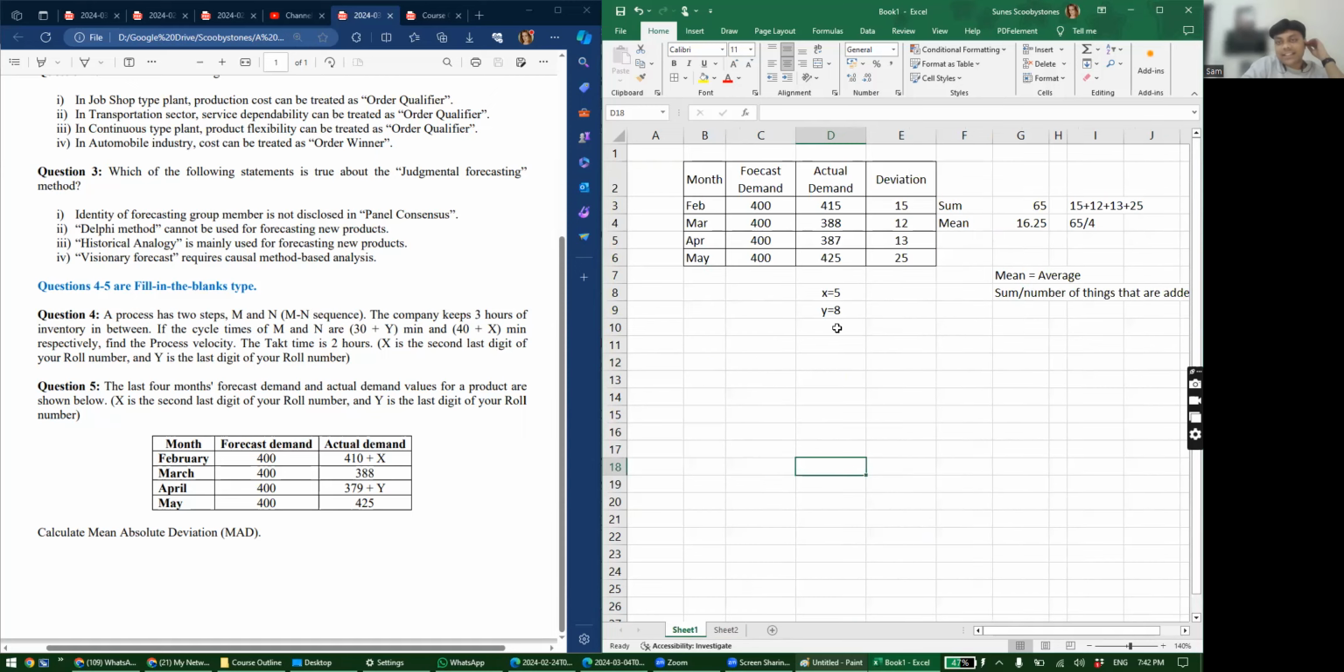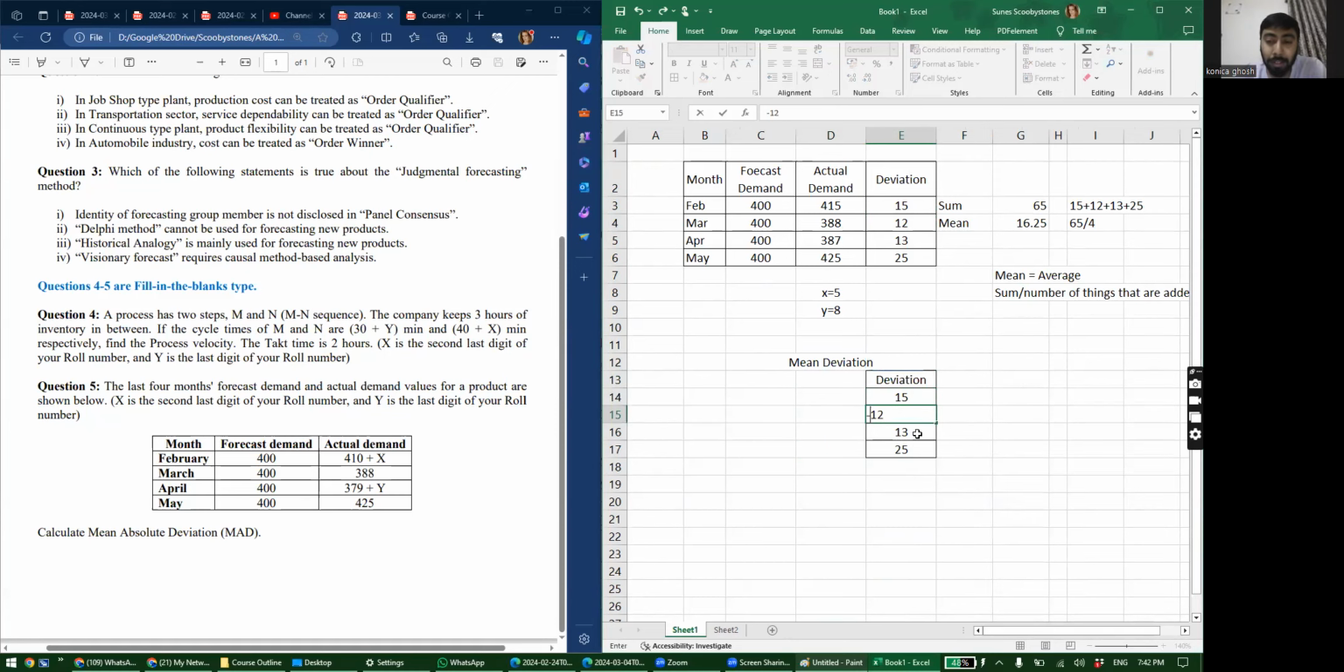I just had one question. In this sum, if they ask just for mean deviation, then we should take the sign also, right? Yes, absolutely. Let me quickly do it. If they're asking for mean deviation, then this is plus 15, no need of any sign. This is minus 12. Then this is minus 13. Then we have 25, and this will be 25. So then you add up.